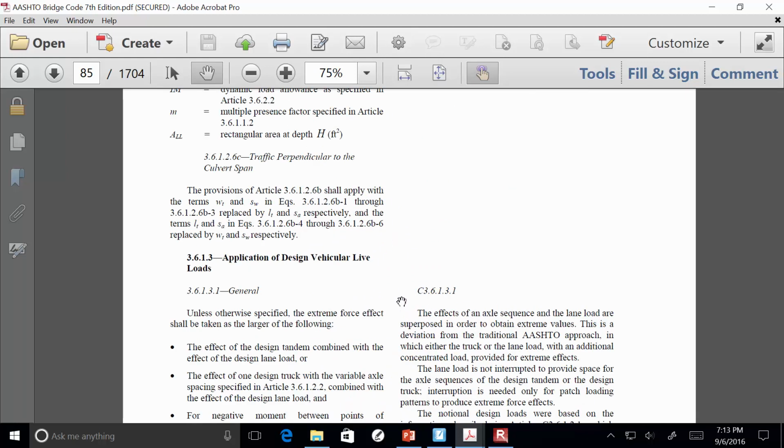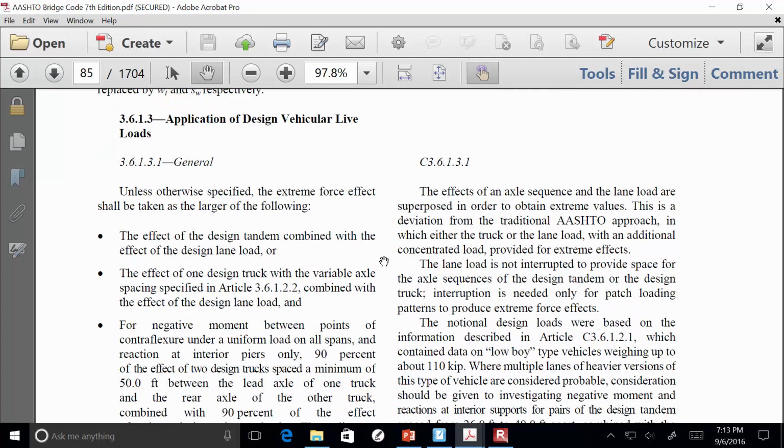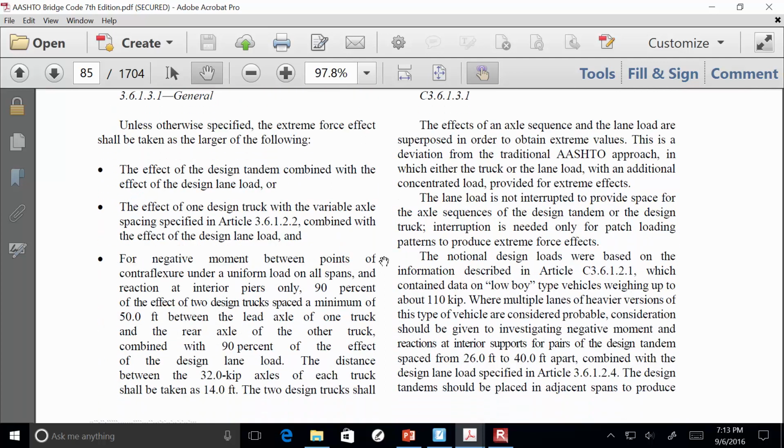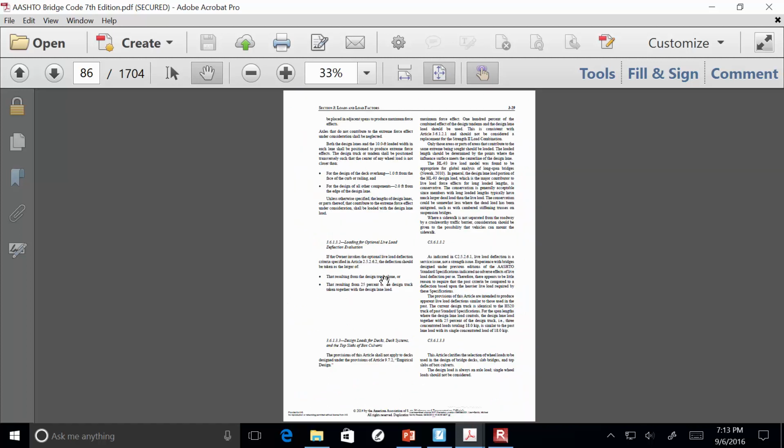Now, this is the concept of application of the live load. This is where we have the discussion on the negative moment, or that special negative moment investigation, where you have 90% of the 2 trucks placed around the negative bending regions. I'm not going to sit here and read word for word. I'm not saying you should either, but you should make yourself familiar with some of this stuff.